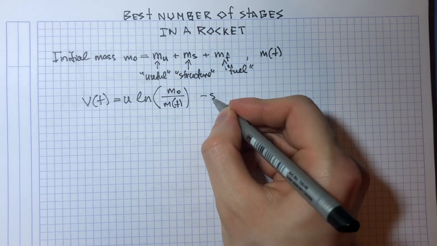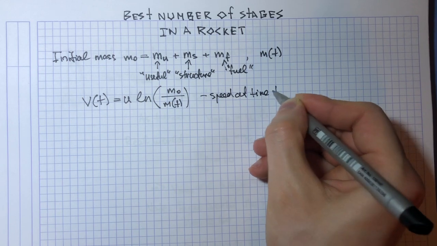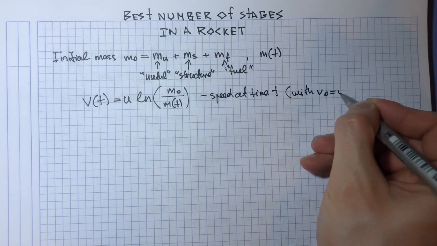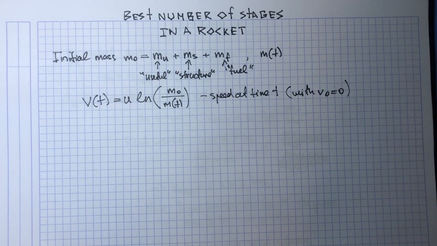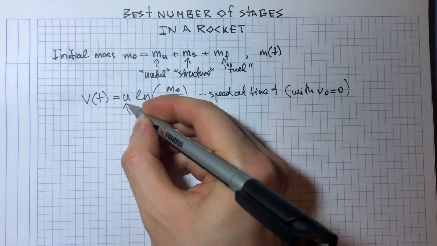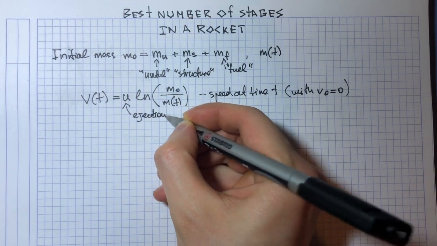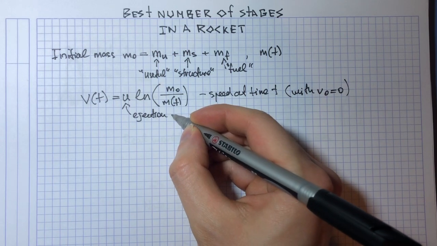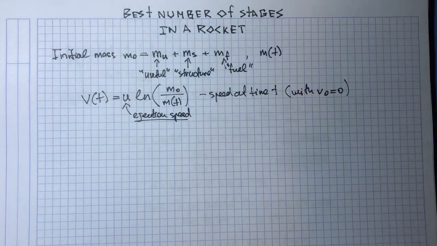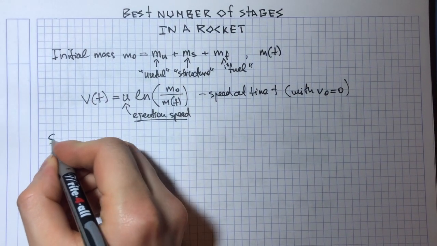So this is the speed at time t with initial velocity equal to 0, and u was the ejection speed of particles or fuel. So now let us consider stages.